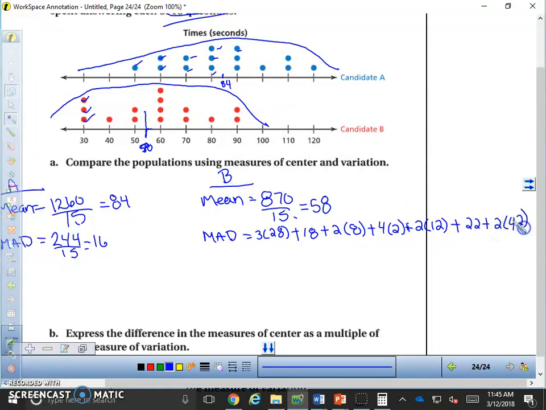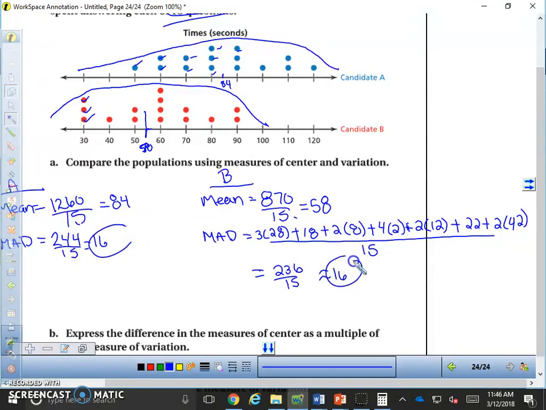So after we're done with all of the multiplication and adding them and dividing by 15, we get that the MAD score is 236 divided by 15, which approximates to 16. Both of these approximate to 16. Okay.